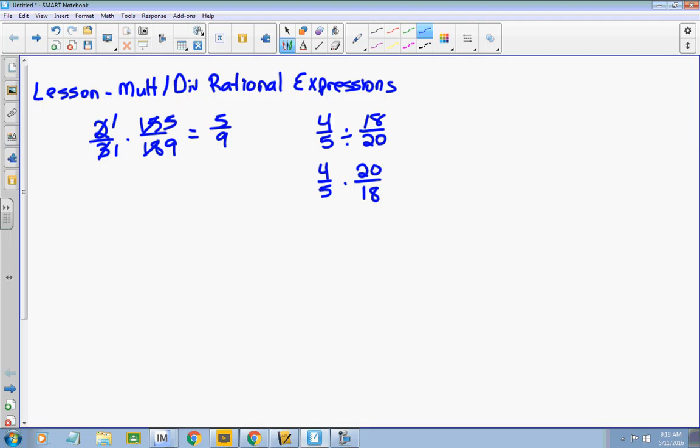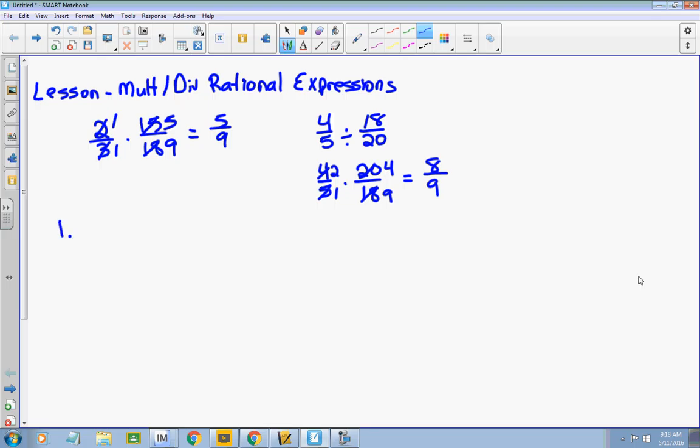I can go diagonally with the 4 and the 18. I can also go up and down with the 20 and the 18. 2 goes into both 4 and 18. 2 goes into 4 twice. 2 goes into 18 9 times. Then I can do the 5 and the 20. 5 goes into itself once. It goes into 20 4 times. And so I multiply across, and I get 8/9. Okay, so that's really what we're doing, multiplying and dividing fractions, except our fractions are rational expressions.